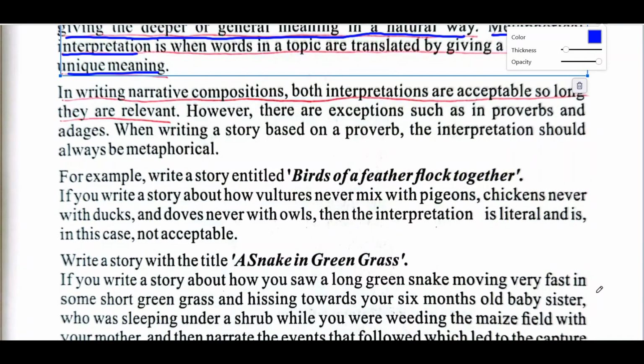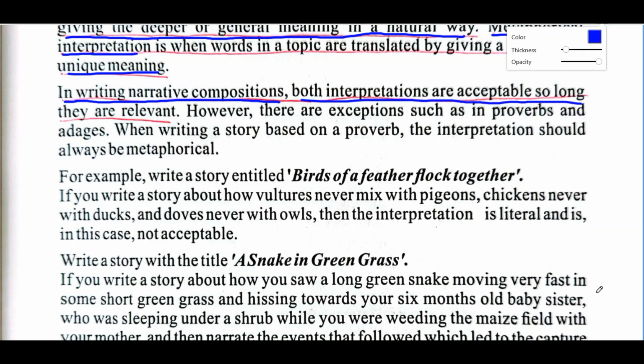Right, so in writing narrative compositions, both interpretations are acceptable so long as they are relevant. However, there are exceptions, such as if the question is with a proverb, or sometimes an adage. An adage is an old saying. So when writing a story based on a proverb, the interpretation should always be metaphorical. Why? Because we've said metaphorical is deeper. You need to go deeper.